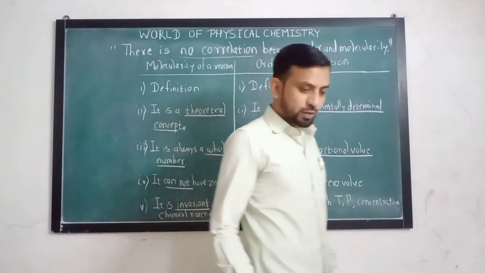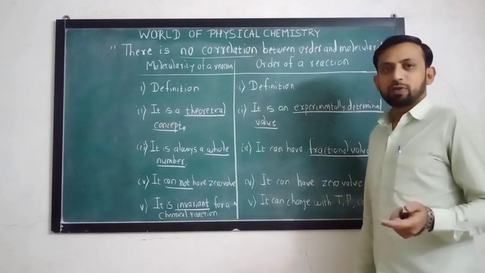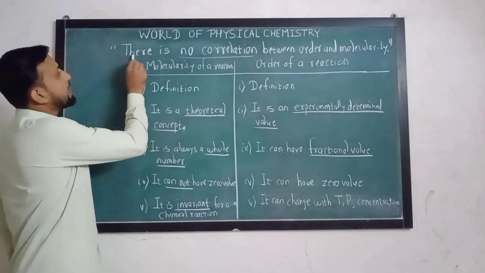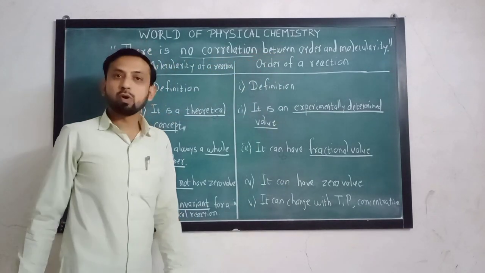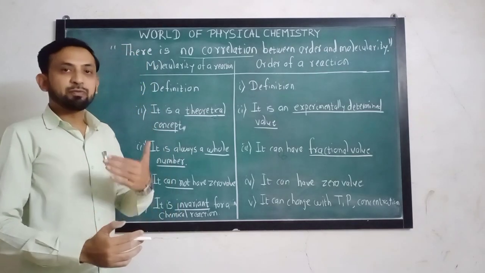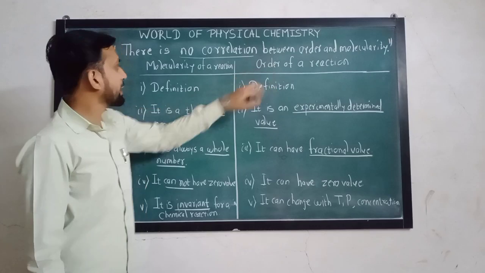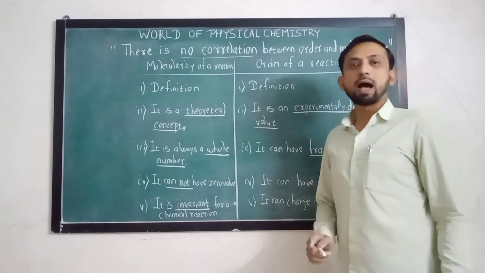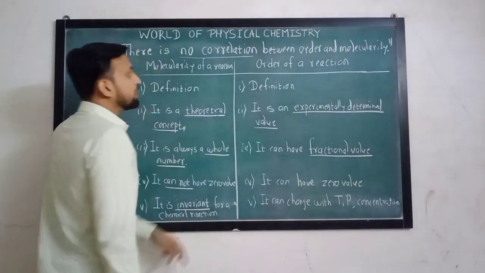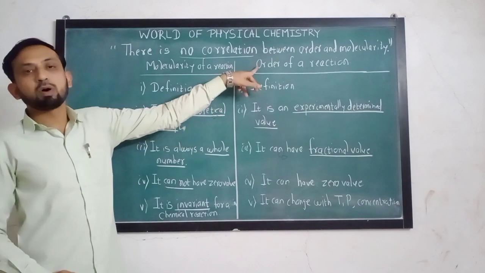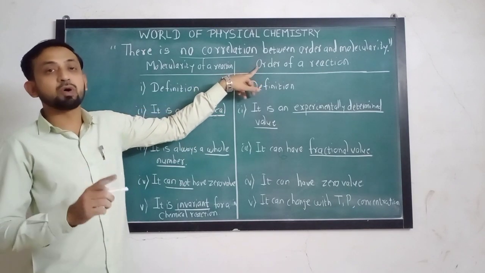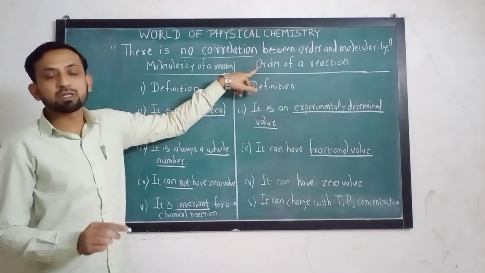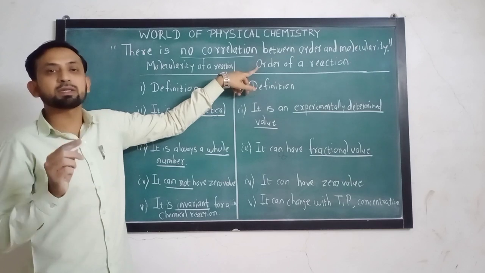Dear friends, now we are going to discuss the differences between order and molecularity of a reaction. You have to remember one thing always: there is no correlation between the order and molecularity of a reaction. Now, how can we differentiate molecularity from order of reaction? Molecularity of a reaction is the number of molecules, atoms or ions taking part in a chemical reaction. Order of reaction is the number of molecules, atoms or ions whose concentrations change during the course of the chemical reaction, or the sum of powers of concentrations raised in the rate law.